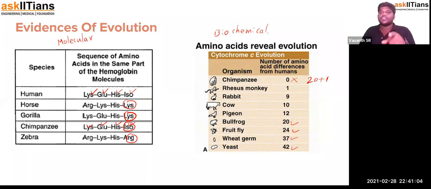So this evidence helps us understand how closely related we are to chimpanzees. We have a common ancestor from which the chimpanzees and humans have evolved and diverged. So this really helps us understand, and proves to be, good evidence of evolution. I hope you have understood the whole part of the evidence of evolution.